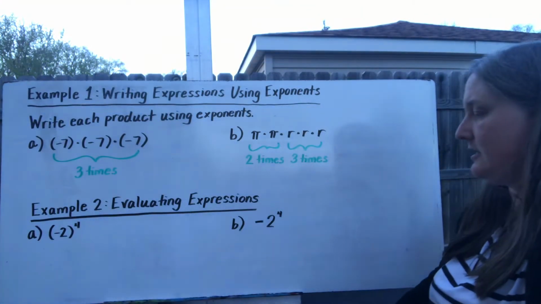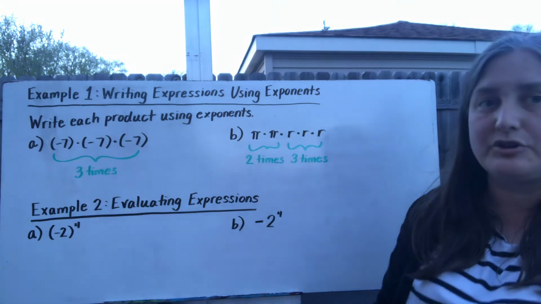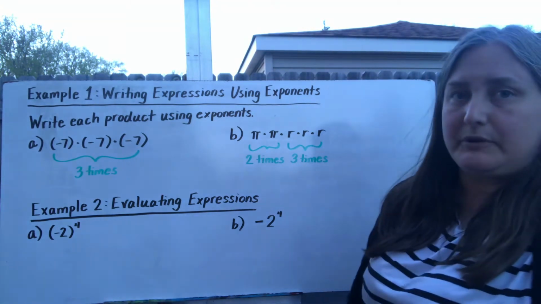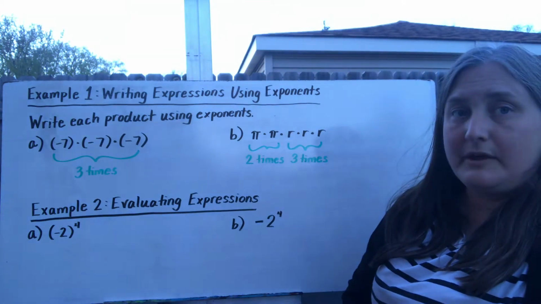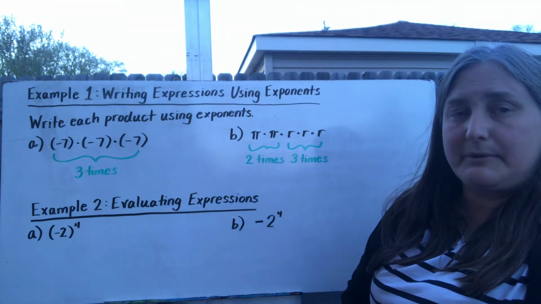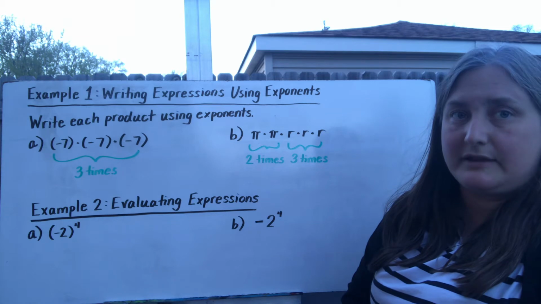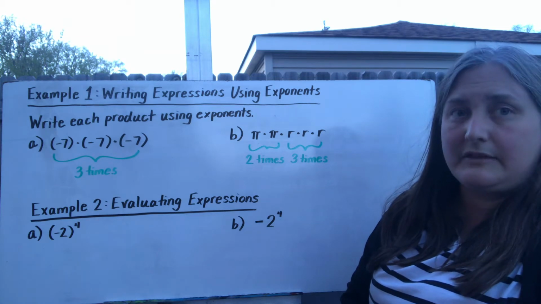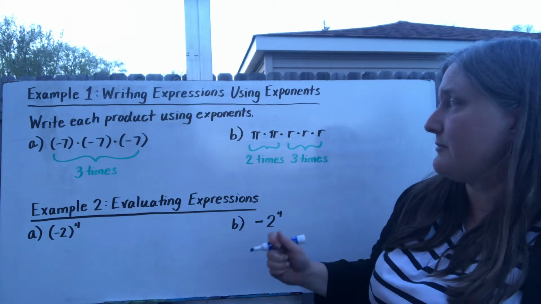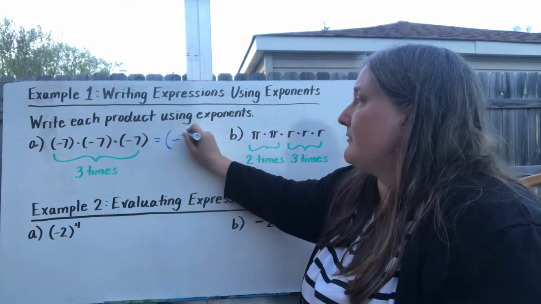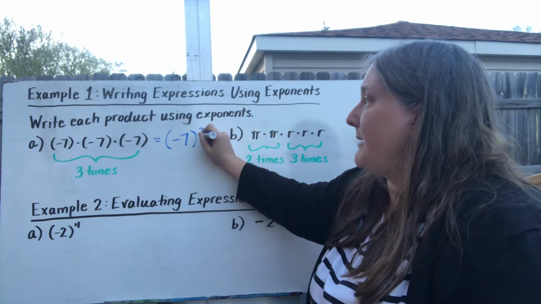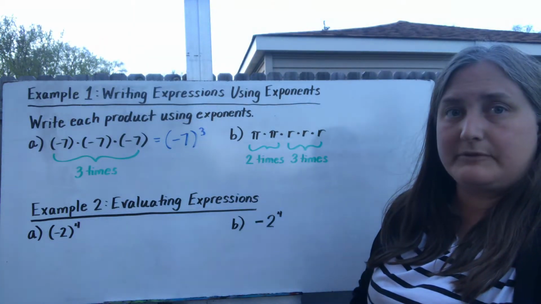So let's take a look at some expressions that involve exponents. Here we're multiplying -7 3 times. I know we're talking about -7 because we have parentheses around the negative sign and the 7, indicating that they go together. So if I want to write this using an exponent, I would keep my parentheses and write -7 to the 3rd power because I'm multiplying it 3 times.